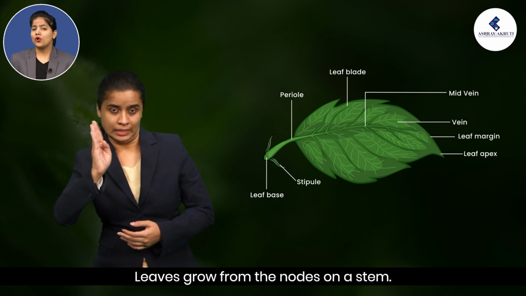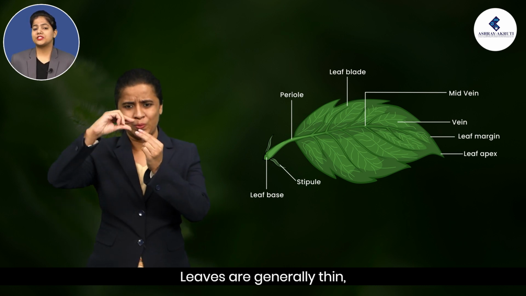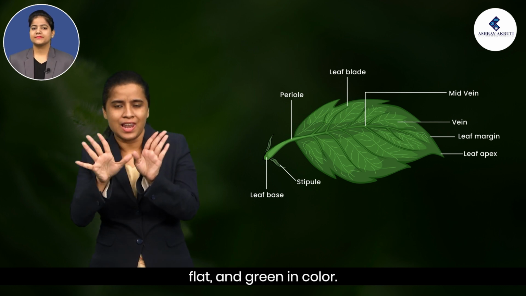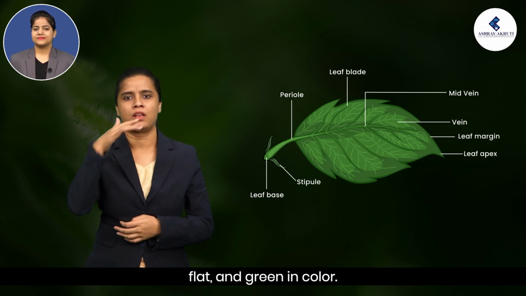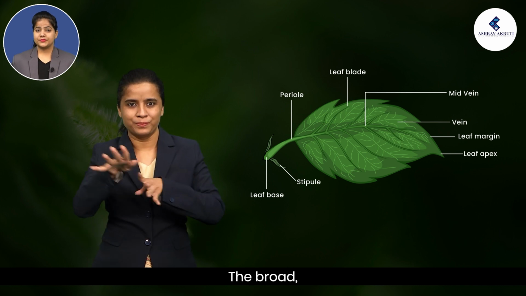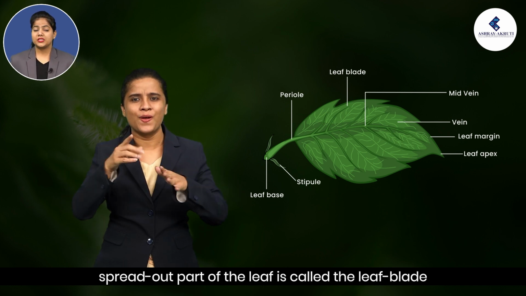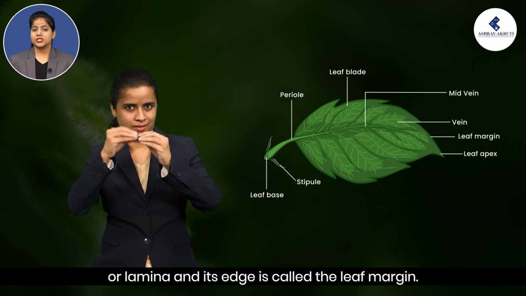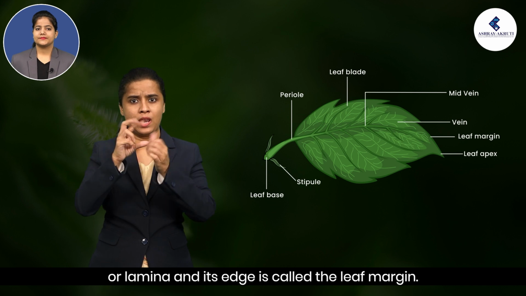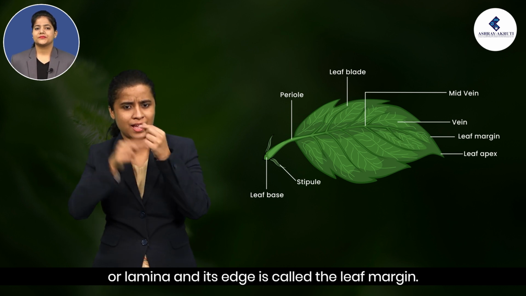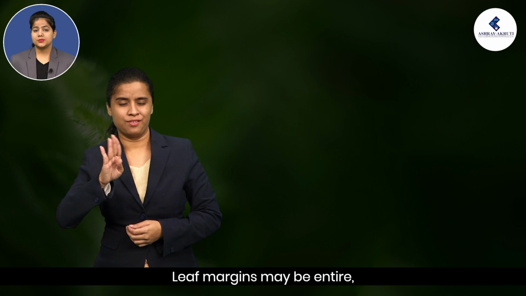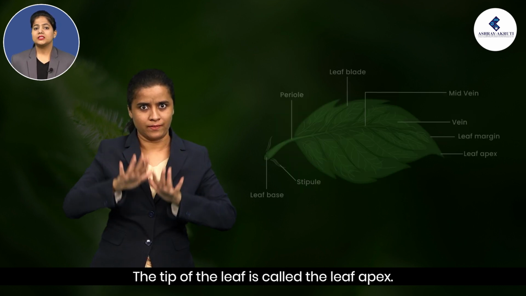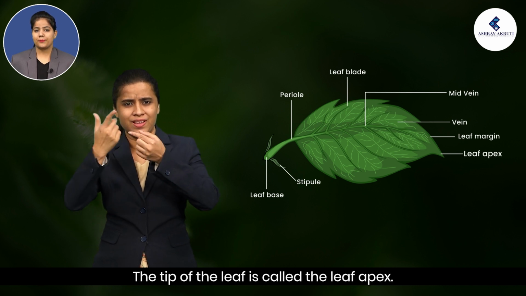Leaves grow from the nodes on a stem. Leaves are generally thin, flat, and green in color. The broad, spread out part of the leaf is called the leaf blade or lamina, and its edge is called the leaf margin. Leaf margins may be entire, dentate, or lobed. The tip of the leaf is called the leaf apex.